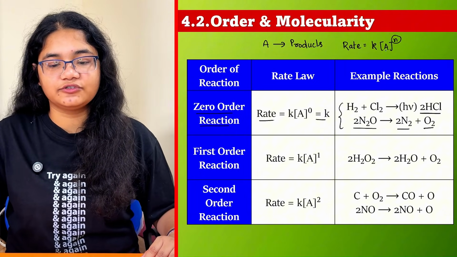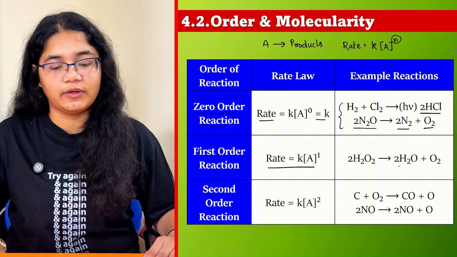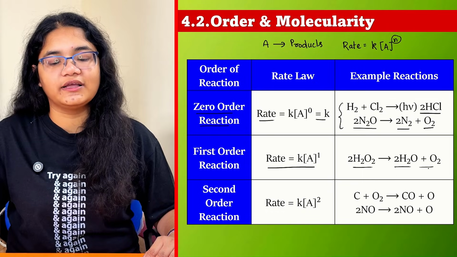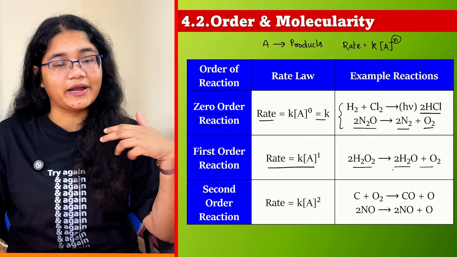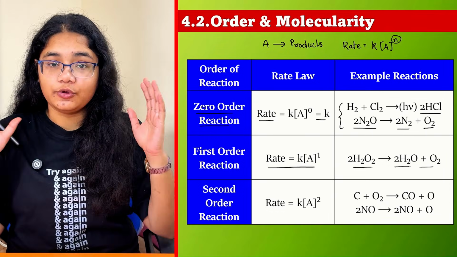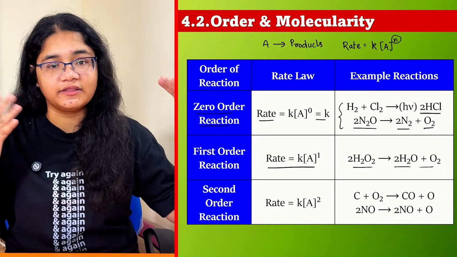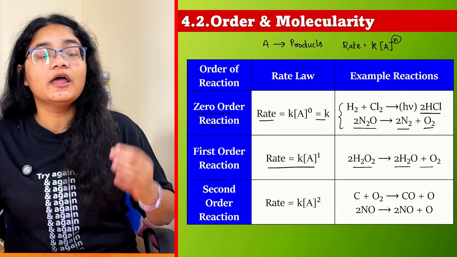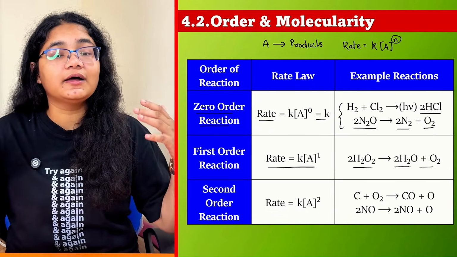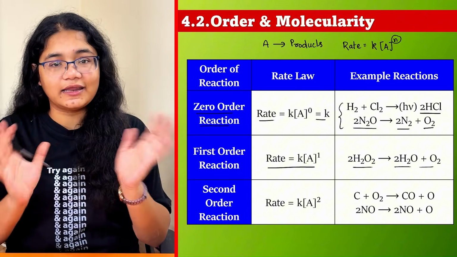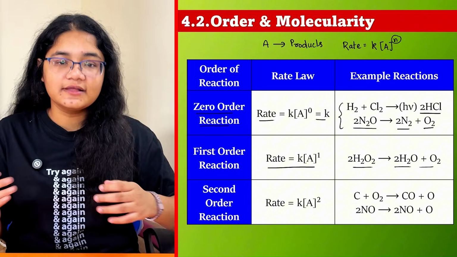Similarly for a first order reaction, rate is equal to k into a. Here the decomposition of H2O2 is an example of a first order reaction. Now you may ask, ma'am, how do we identify this? As we have discussed, you cannot predict by seeing a reaction whether it is zeroth order, first order or second order. You have to do it experimentally. So for the exam, you have to remember the examples. You cannot see a reaction and tell whether it is a first order or a second order.